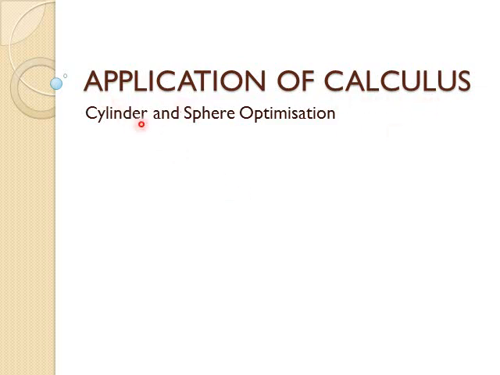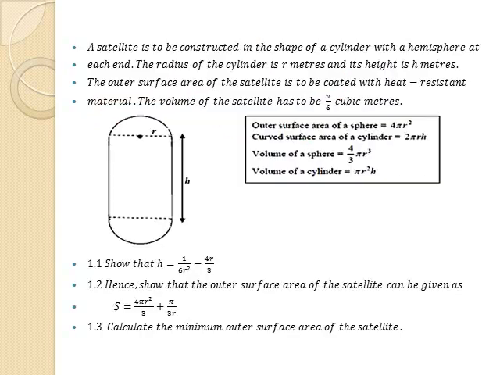In this lesson, we'll be looking at the cylinder combined with the sphere optimization problem. A satellite is constructed in the shape of a cylinder with a hemisphere at each end. So there I have a hemisphere and a hemisphere. The radius of the cylinder is r meters and its height is h meters.